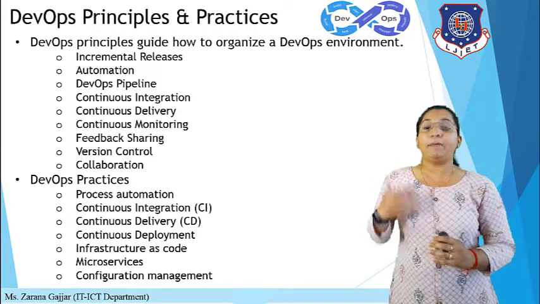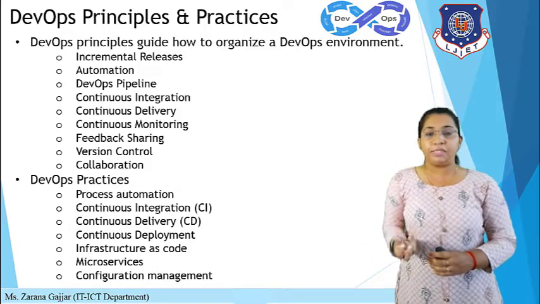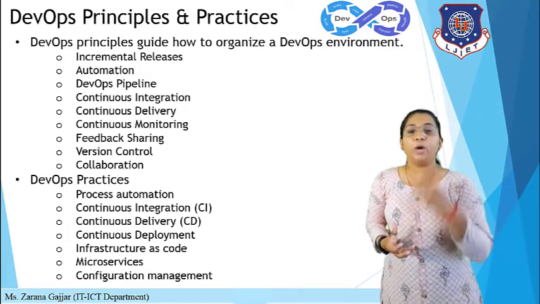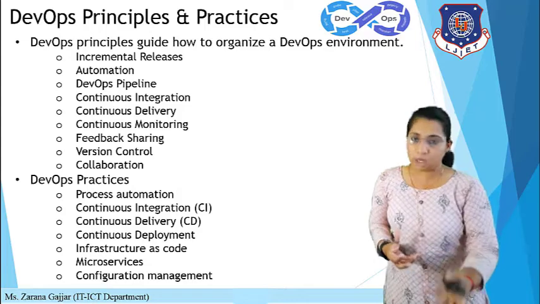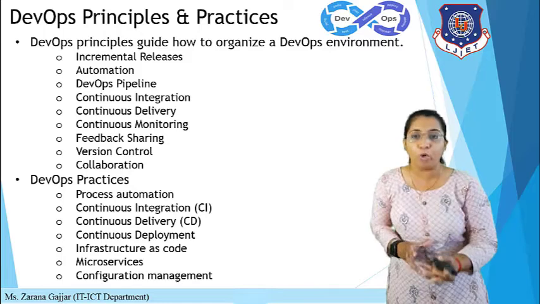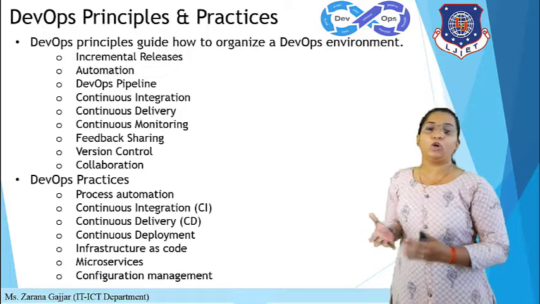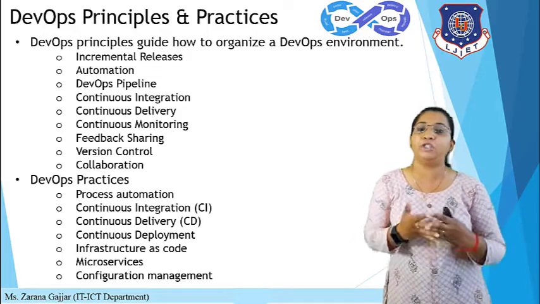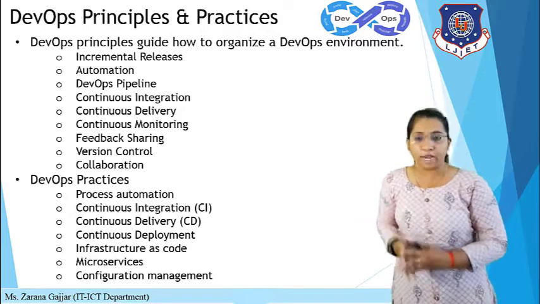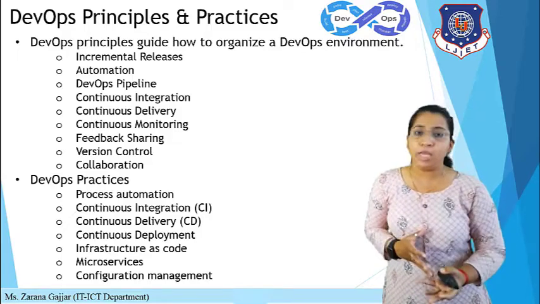The first principle is incremental release. In this principle, you are delivering a continuous product to the customer. You are releasing your working model to the customer, and in each iteration you release something new in your product. Then another principle is automation. Multiple automation tools are available for testing, implementation, and security. By using DevOps you adopt this automation, and it will decrease the time for developing any software product.